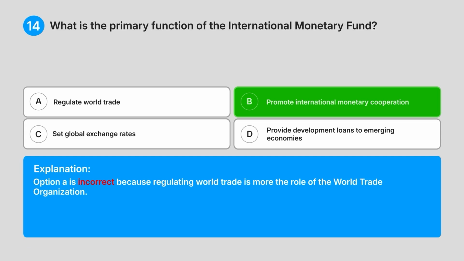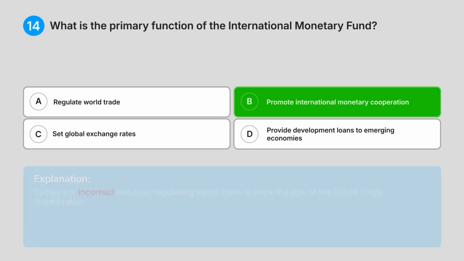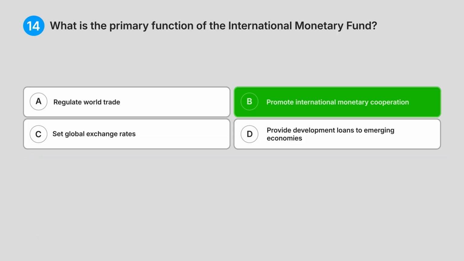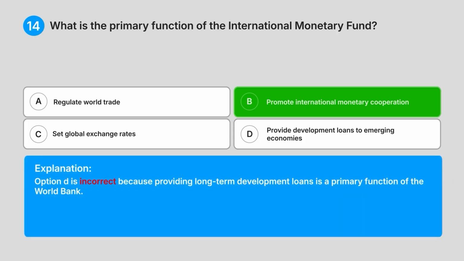Option A is incorrect because regulating world trade is more the role of the World Trade Organization. Option C is incorrect because the IMF works to stabilize exchange rates but does not set them for most countries. Option D is incorrect because providing long-term development loans is a primary function of the World Bank.